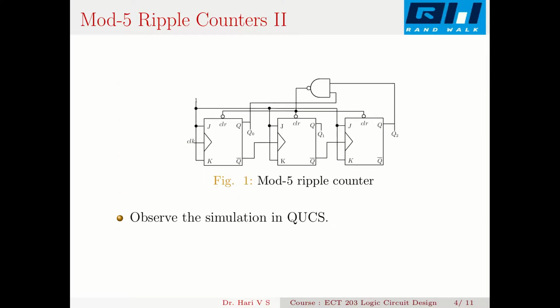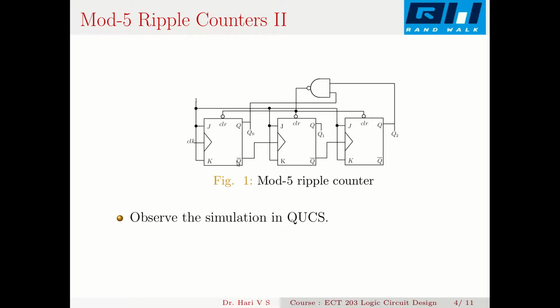That circuit diagram looks like this. Here I have 3 T flip-flops. These are T flip-flops with J and K connected to logic 1. The 1 is not really visible there. Here these are all positive edge triggered flip-flops.